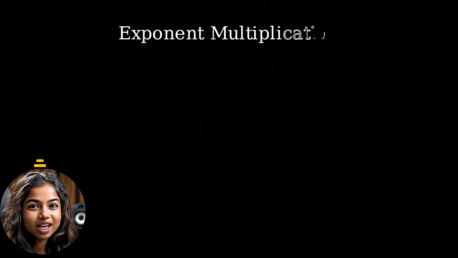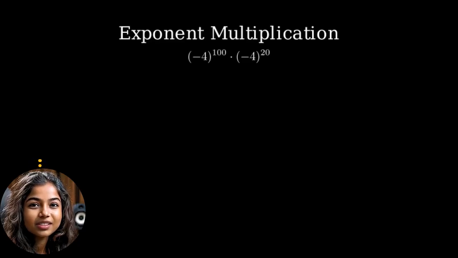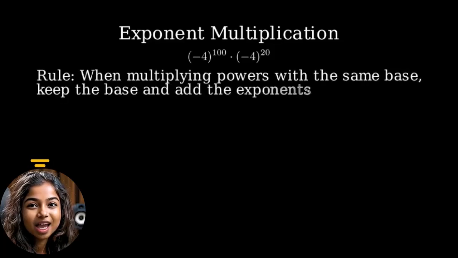Welcome. Today we'll solve a problem involving exponents. Let's simplify and write in exponential form. -4 to the 100th power times -4 to the 20th power. Let's recall the rule for multiplying terms with the same base. When multiplying powers with the same base, we keep the base and add the exponents. Let's apply this rule to our problem.